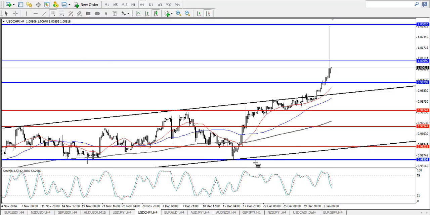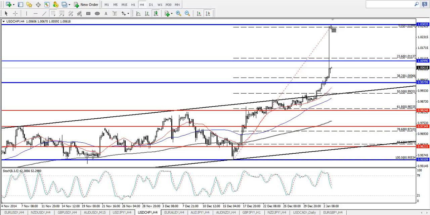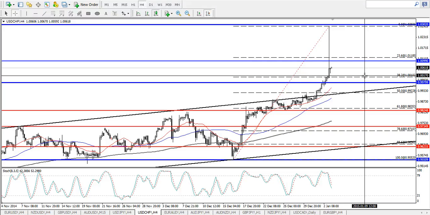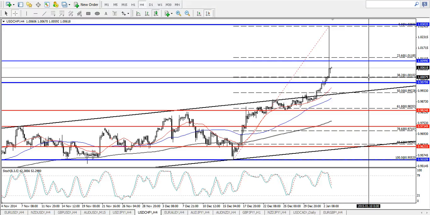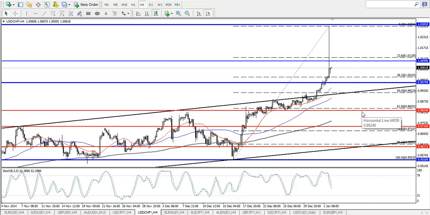And if not, we can always plot the Fibonacci retracement from the bottom to the top. Okay, the first level we have is at a retracement level of 30.2%, price of 1.0010, followed by a retracement level of 61.8%, price of 0.8835.